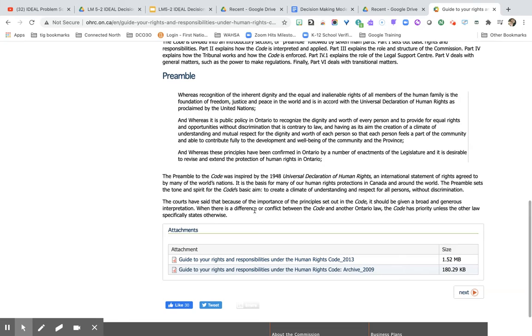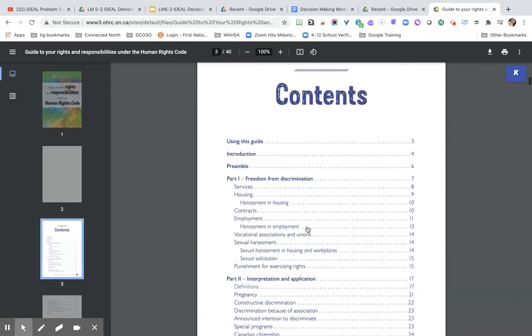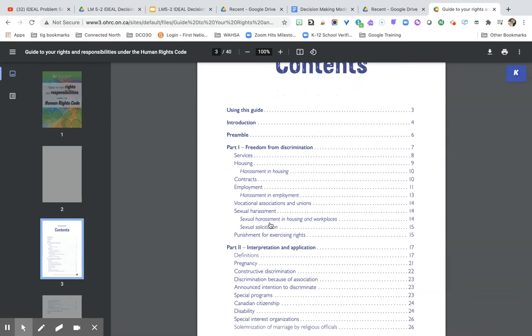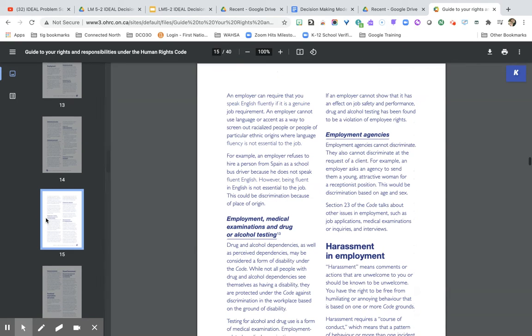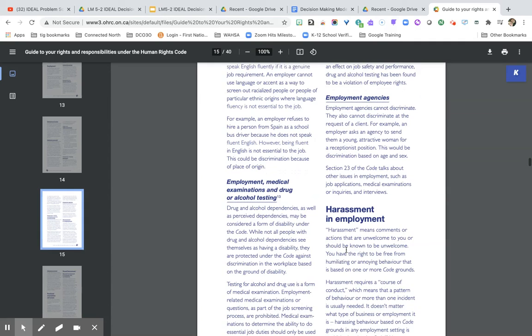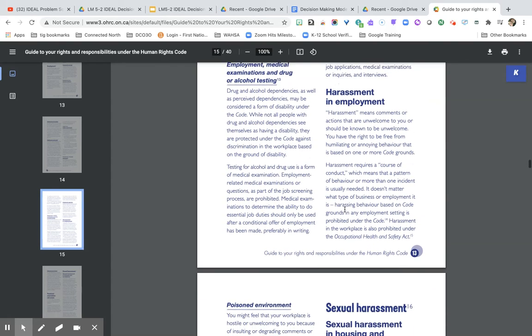Let's see if it tells us a guide to your rights and responsibilities under the Human Rights Code. So let's open up the poster and see if that helps us. Let's go to sexual harassment and see if that gives us some information. Harassment means comments or actions that are unwelcome, or should be known to be unwelcome. You have the right to be free from this humiliating behavior.